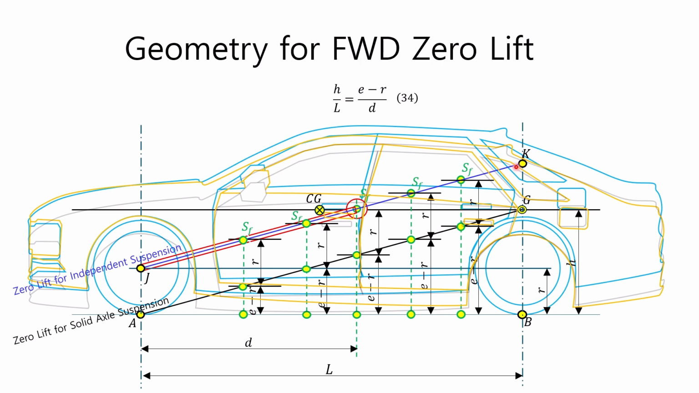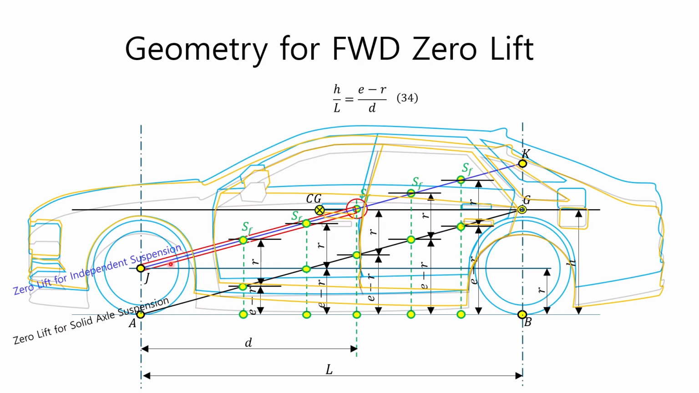If the virtual reaction point, SF, exists on the inclined blue line between points J and K, then according to the property of triangle similarity, the ratio of H to L always has the same value as the ratio of E minus R to D, thus satisfying equation 34. Therefore, if the virtual reaction point, SF, of the front suspension exists anywhere on the blue line shown here, the vehicle does not experience lift during acceleration.